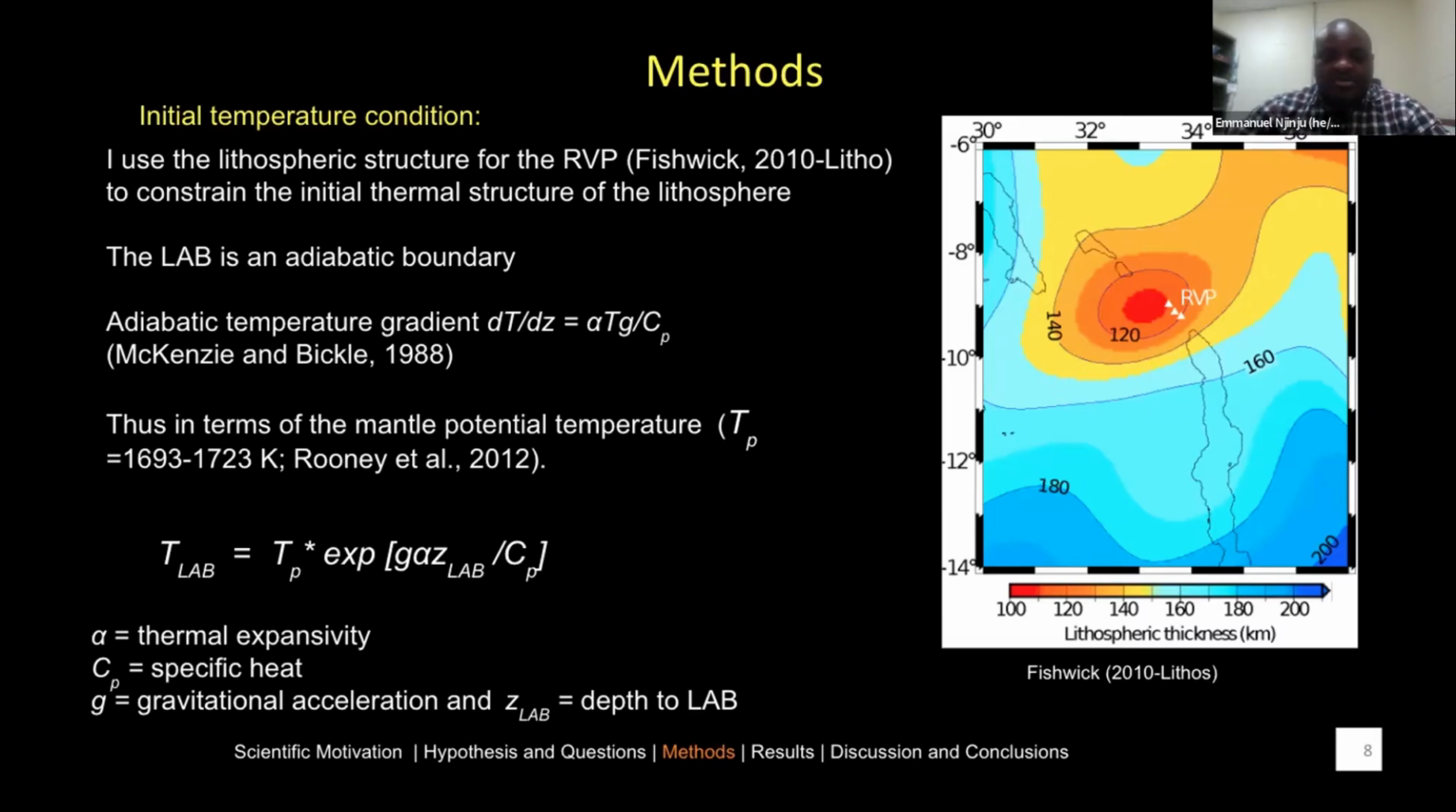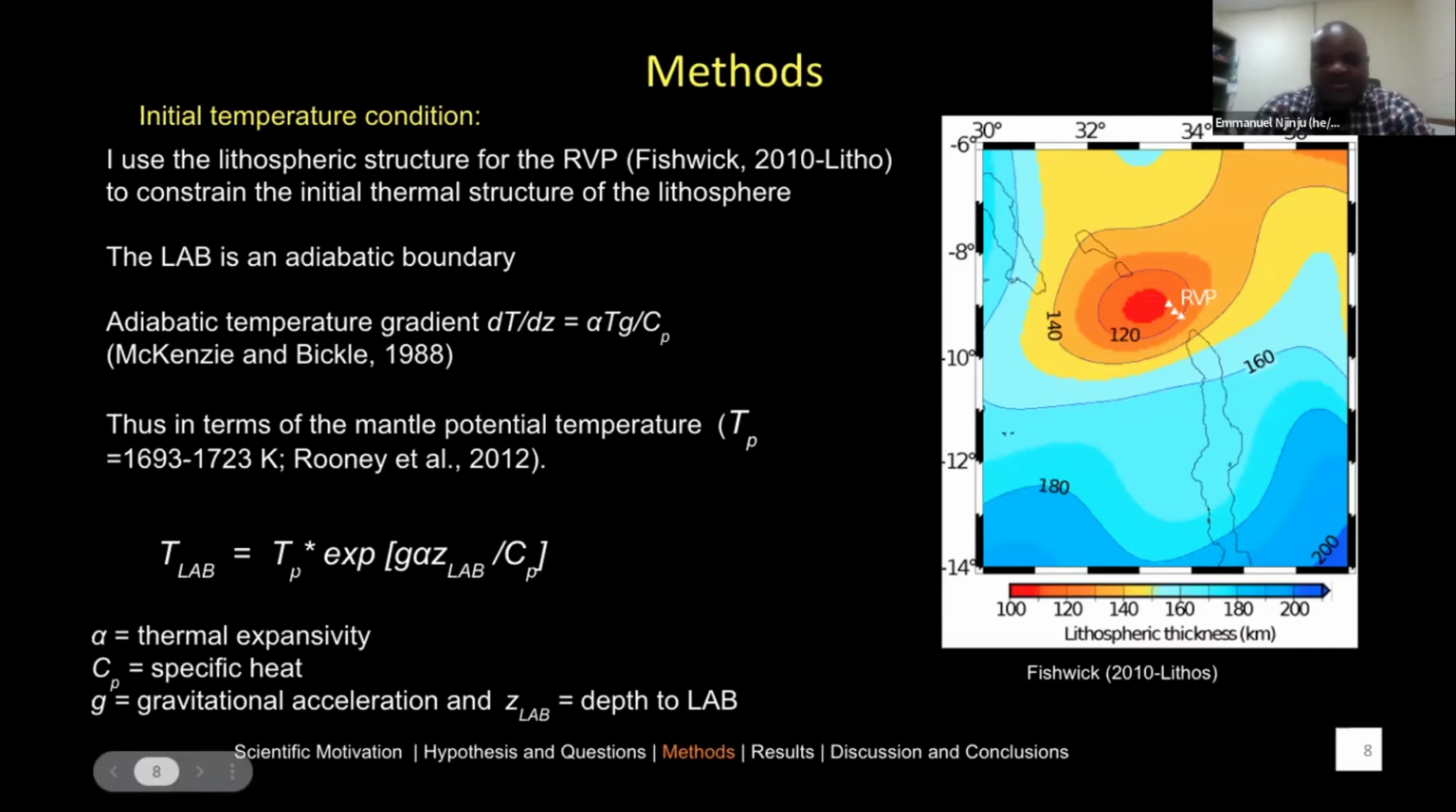And if the mantle potential temperature is the surface projection of an adiabat, then if we integrate the adiabatic gradient from the base of the lithosphere to the surface, we can get the temperature at the LAB, the base of the lithosphere, in terms of the mantle potential temperature, where Z_LAB is simply the depth to the LAB. And then T_P is the mantle potential temperature.